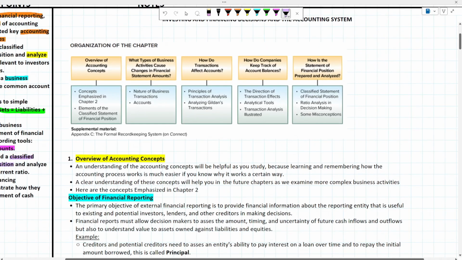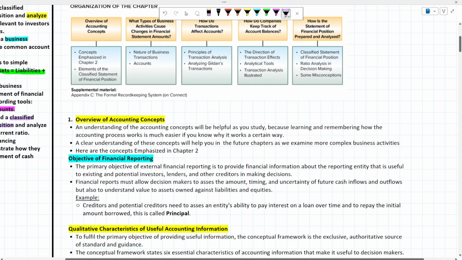Let me zoom in. An understanding of the accounting concepts will be helpful as you study, because learning and remembering how the accounting process works is much easier if you know why it works. A clear understanding of these concepts will help you in future chapters as we examine more complex business activities. So, here are the concepts emphasized in chapter 2.